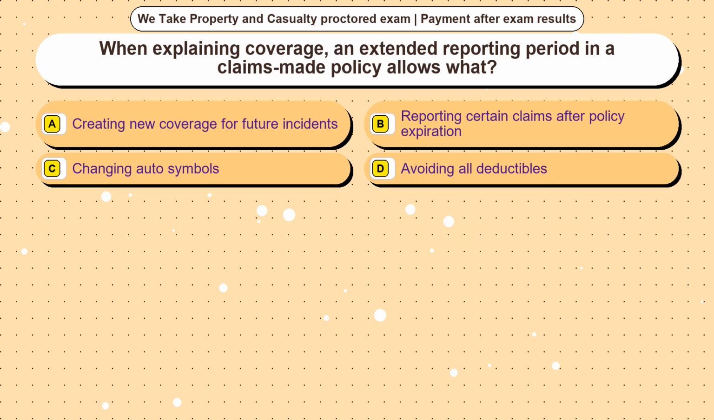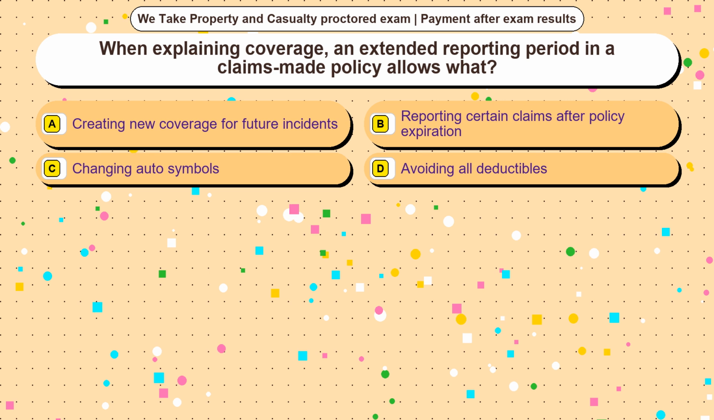Question 13. When explaining coverage, an extended reporting period in a claims-made policy allows what? Option A, creating new coverage for future incidents. Option B, reporting certain claims after policy expiration. Option C, changing auto symbols. Option D, avoiding all deductibles. The correct answer is option B.